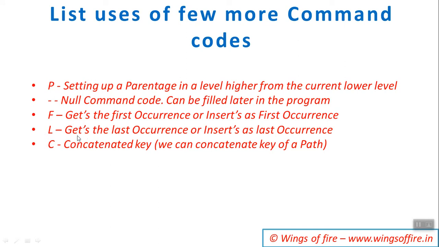L is widely used in the get call, so it will quickly go to the last occurrence. And C is for concatenated key. This call will be replacing a series of calls.